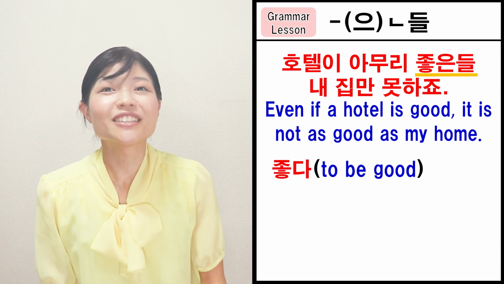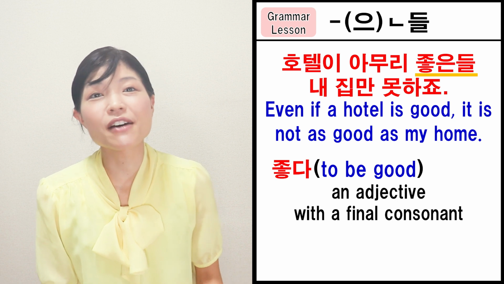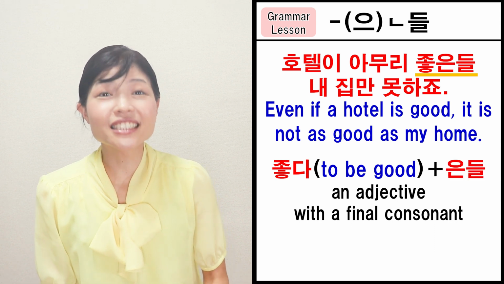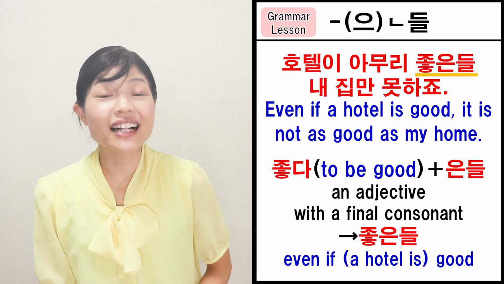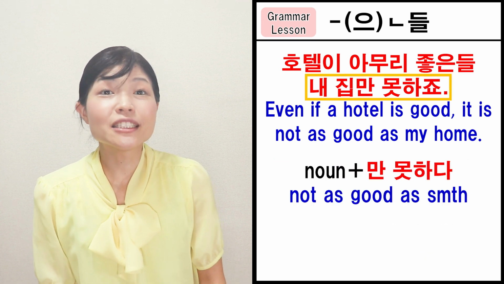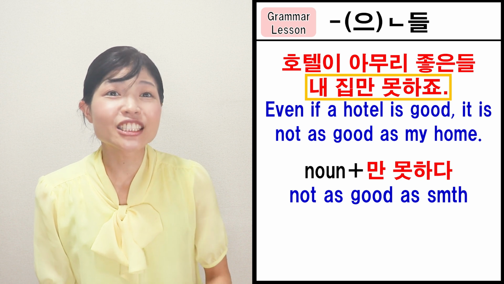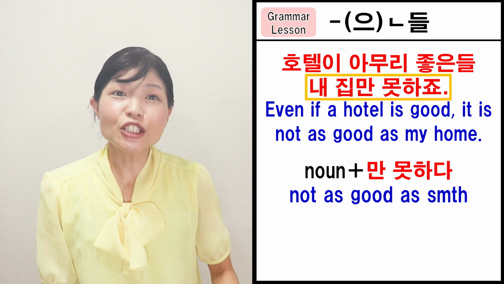Since 좋다, to be good, is an adjective with a final consonant, you attach 은들 to say 좋은들, even if a hotel is good. Also, 내 집만 못하죠. Not as good as my home is a good phrase.